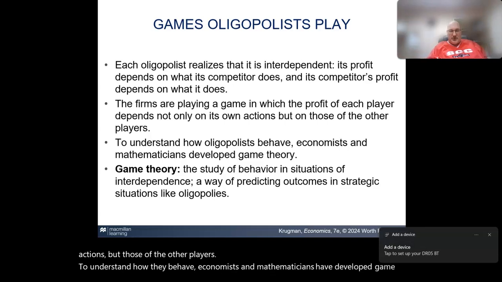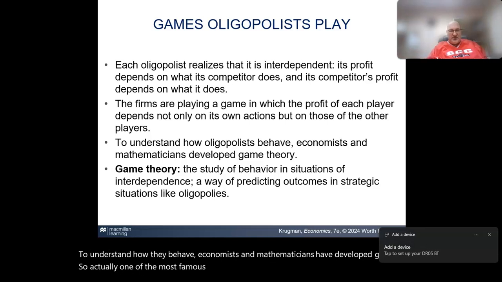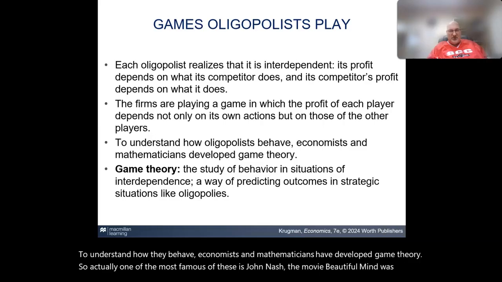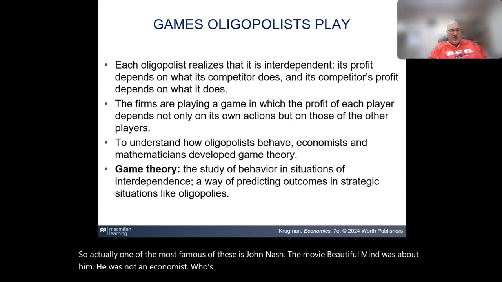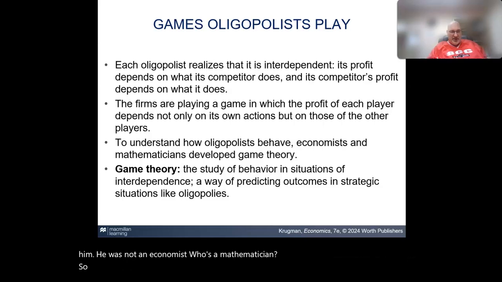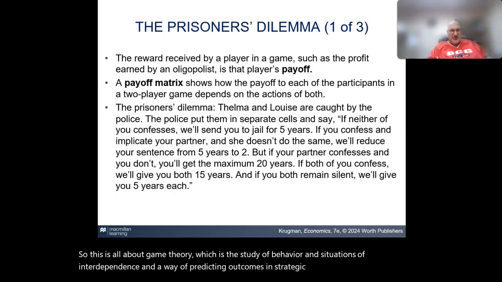One of the most famous of these is John Nash. The movie A Beautiful Mind was about him. He was not an economist, he was a mathematician. So this is all about game theory, which is the study of behavior in situations of interdependence and a way of predicting outcomes in strategic situations like oligopoly.